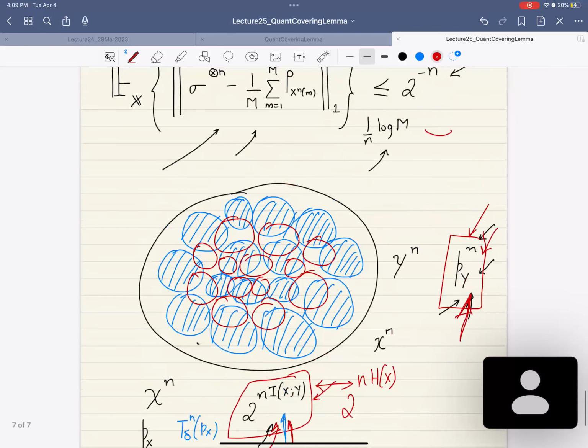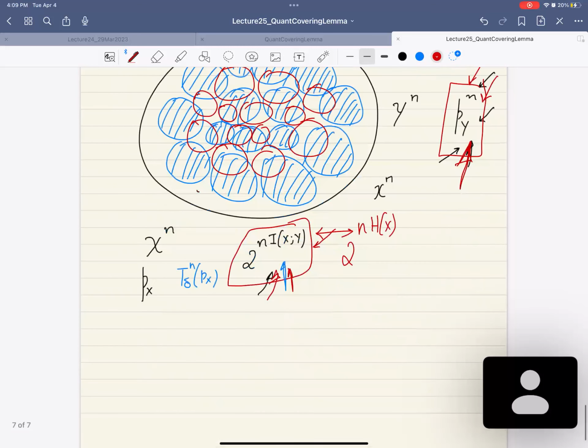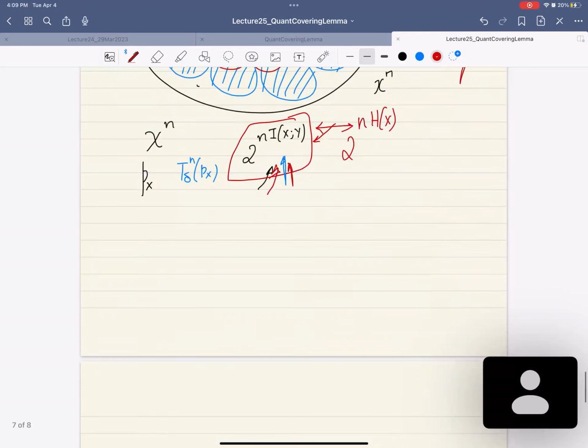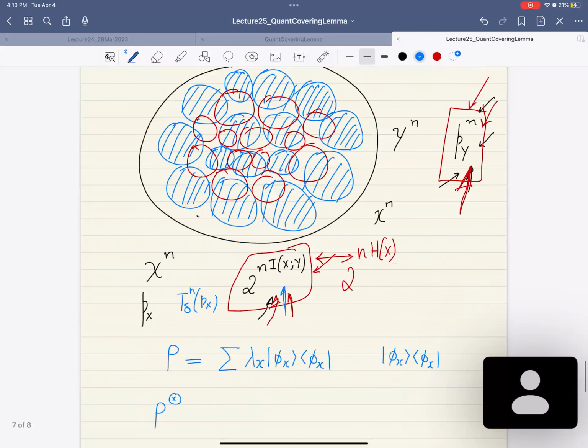So take your guess. This is really what we are proving. You can also think of it in the quantum setting. If I take rho to be the sum of lambda x |px><px|, this is the spectral decomposition. If I look at rho tensor n, then I have a lot of subspaces. Now you can ask the same question; whatever I'm saying in the classical world translates into the quantum world also.